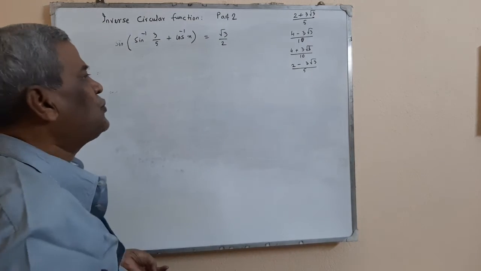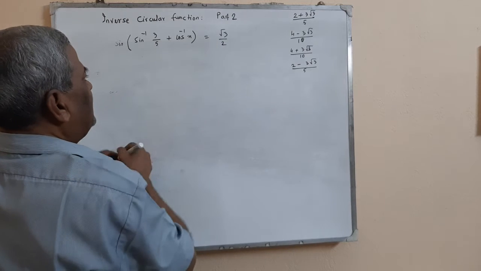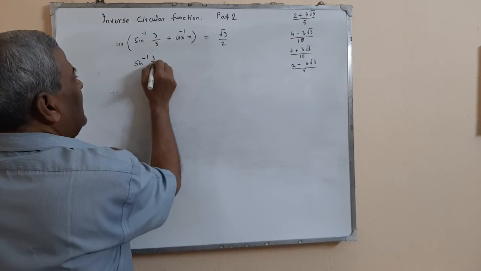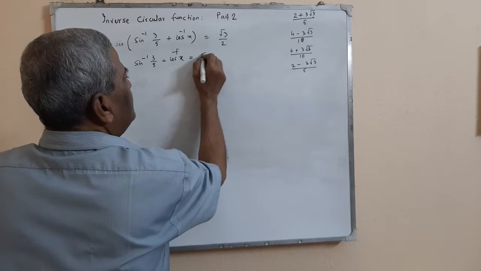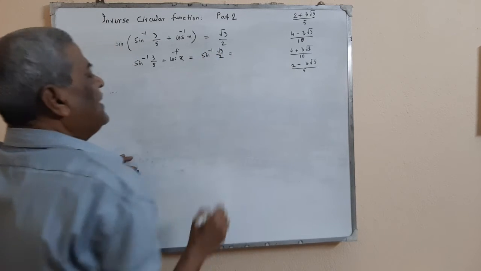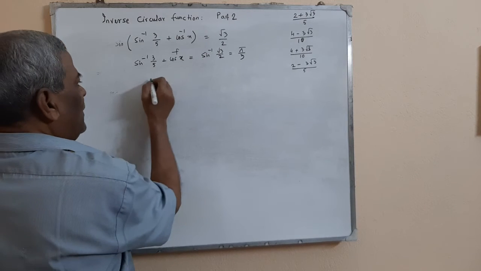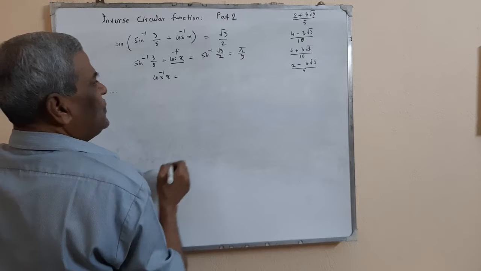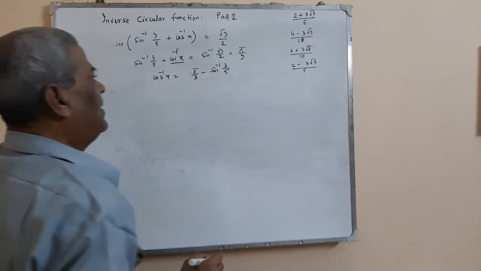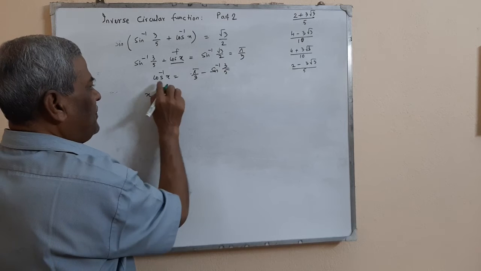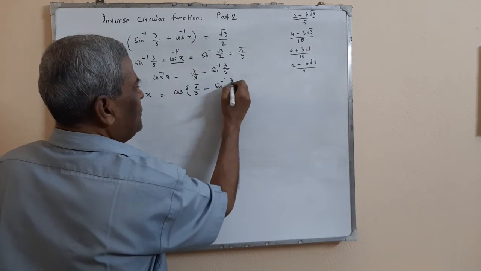So this is one equation involving one unknown x. We have to find x. So from this we can say that sine inverse 3 by 5 plus cos inverse x is equal to sine inverse root 3 by 2. Sine inverse root 3 by 2 is nothing but pi by 3. So we get cos inverse x is equal to pi by 3 minus sine inverse 3 by 5. So from here x is equal to cos of pi by 3 minus sine inverse 3 by 5.